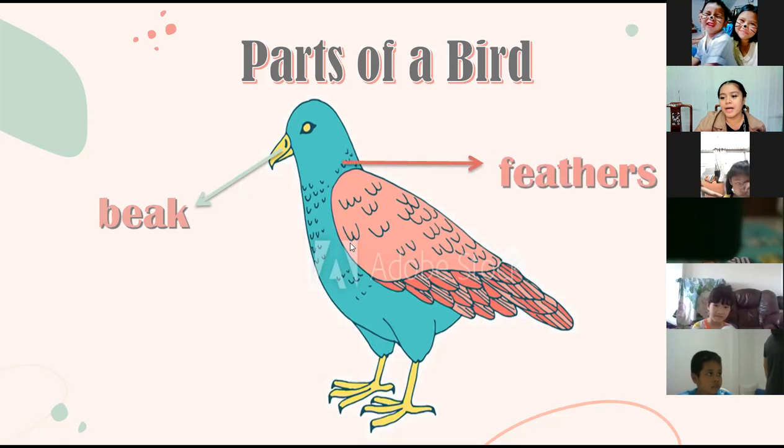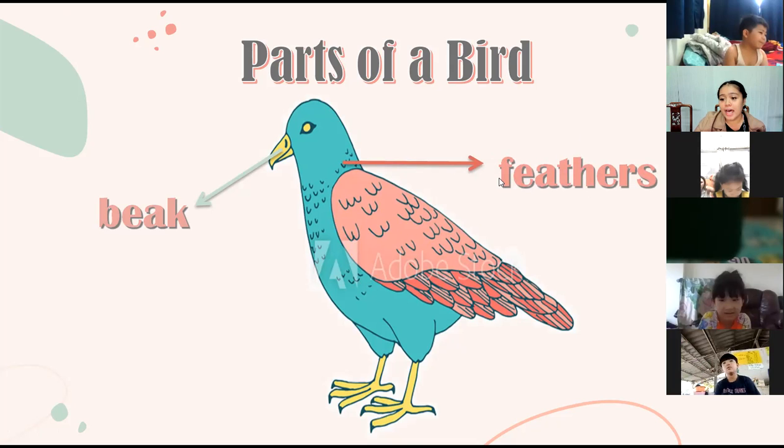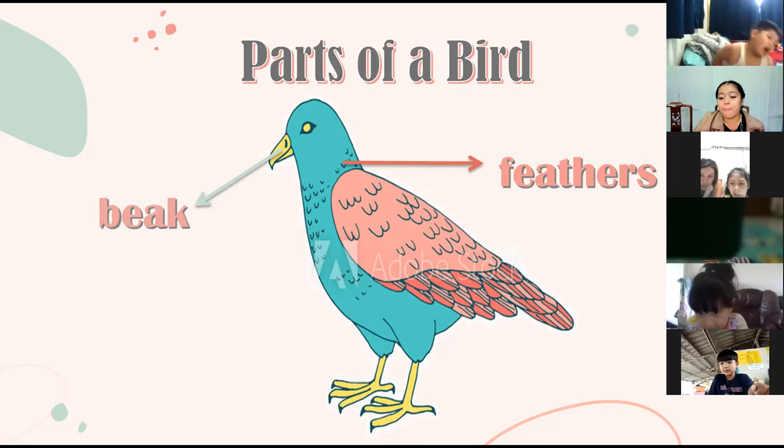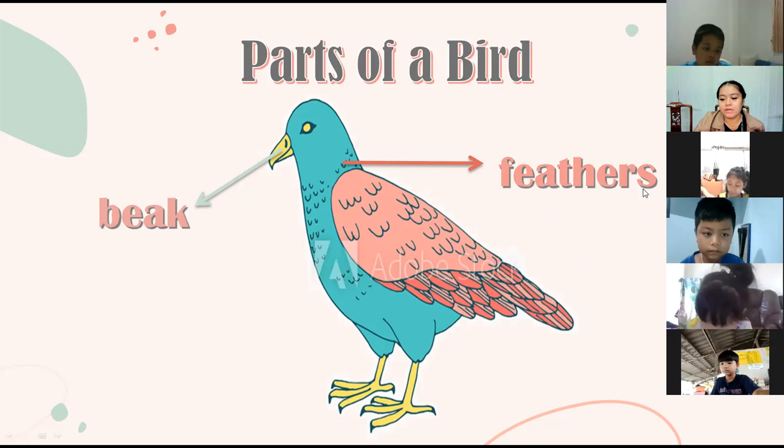Okay. Next part is the feathers. The hair on their body are called feathers. Can you say feathers? Okay, you listen to teacher. Their body hair are called feathers. Now, can we spell it out? F, E, A, T, H, E, R, S. Feathers. Okay, good job.